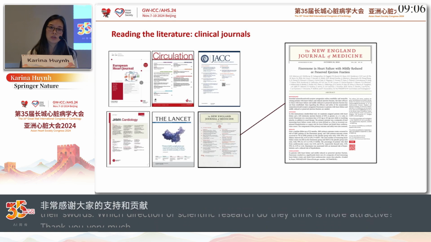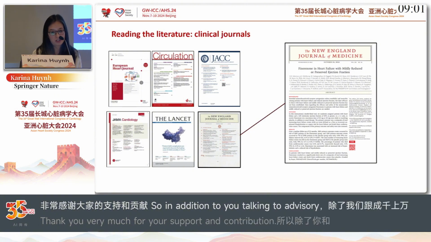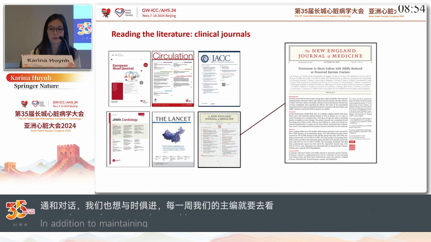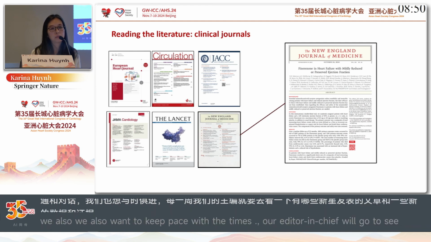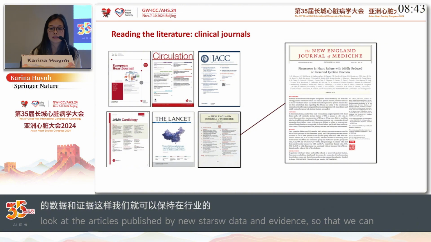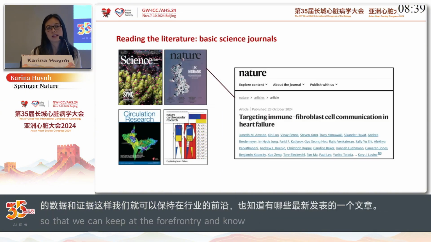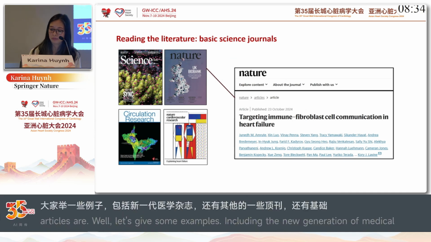So in addition to talking to advisory board members, we also try to keep up to date with the literature. Every week, each of the editors will go through a lot of the clinical and the preclinical journals that we've nominated, and we will try to highlight certain trials or research studies that we think are very interesting and important. These are just an example of a few clinical journals that we will read through, as well as some of the basic science journals, including Nature Cardiovascular Research.